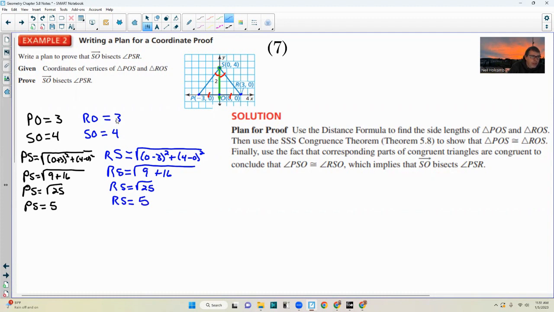So PO is congruent to RO. They're both 3. SO is congruent to itself, 4. PS is congruent to RS. They're both 5. So we just use the distance formula to find the side lengths. So we saw that all 3 sides are congruent to the other corresponding 3 sides. So we have SSS congruence. So we can say that the triangles are congruent. Okay. So now that we know the triangles are congruent, we know PO is equal to RO, which is right here.